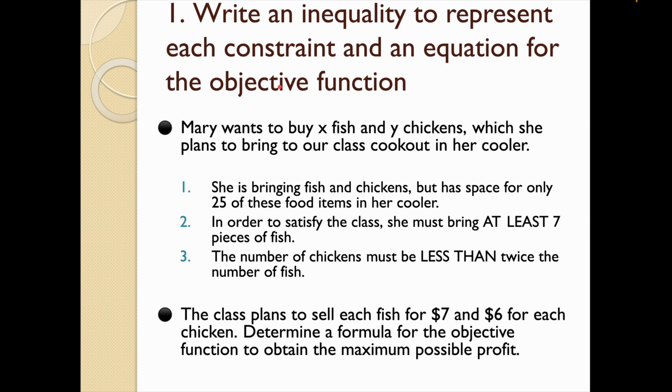All right, so the trick is you just have to look at this in sections. It says here, Mira wants to buy X fish and Y chickens, which she plans to bring to our class cookout in her cooler. When I see fish, all I think to myself is X. When I see chickens, all I think about is Y. So I just go, she is, I do not care about this. Bringing, I don't care what she's bringing right now. So this here is irrelevant to me.